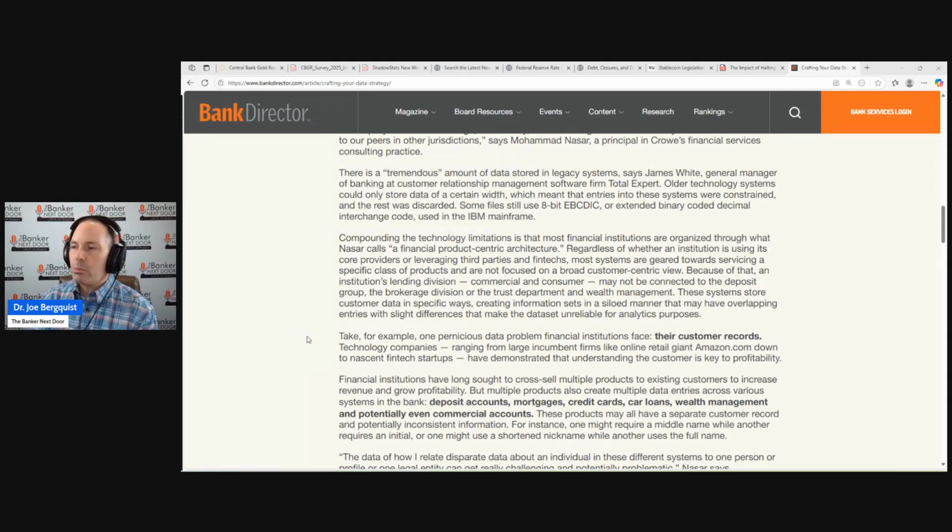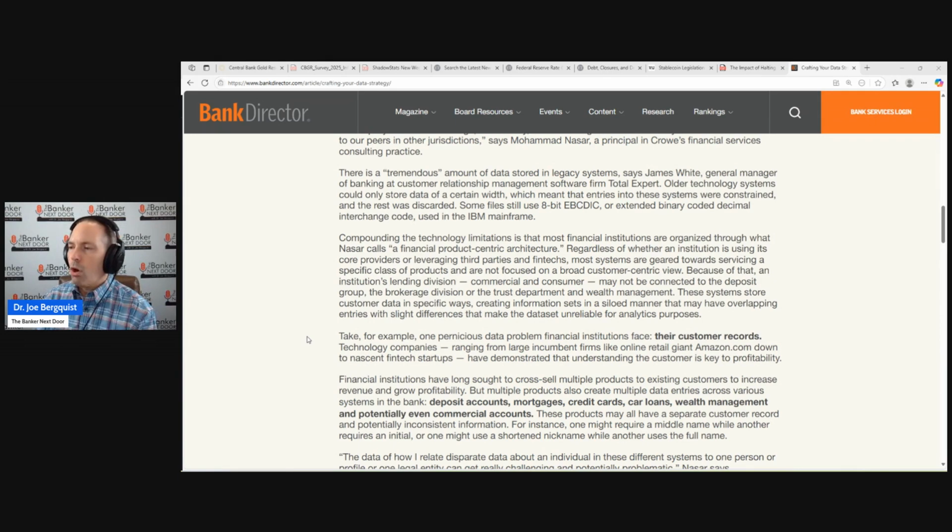These systems store customer data in specific ways, creating information sets in a siloed manner that may have overlapping entries with slight differences that make the data set unreliable for analytical purposes. Take, for example, one pernicious data problem financial institutions face: their customer records. Technology companies ranging from large incumbent firms like online retail giant Amazon.com down to nascent fintech startups have demonstrated that understanding the customer is key to profitability.